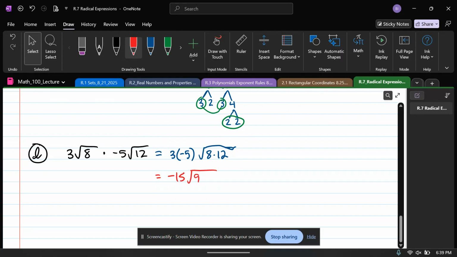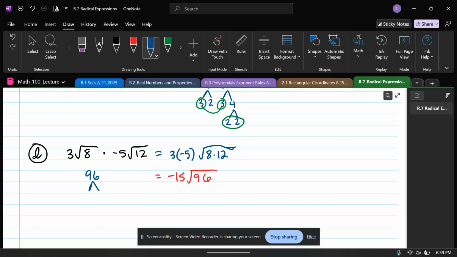And 96 on the inside. I'm going to break down the 96. So I'm going over here and I'm doing a factor tree. 96, I got it from 8 times 12, so I'm just going to use that. That's going to be 4 times 2, that's 2 times 2. 2 times 6, and that's 3 times 2.